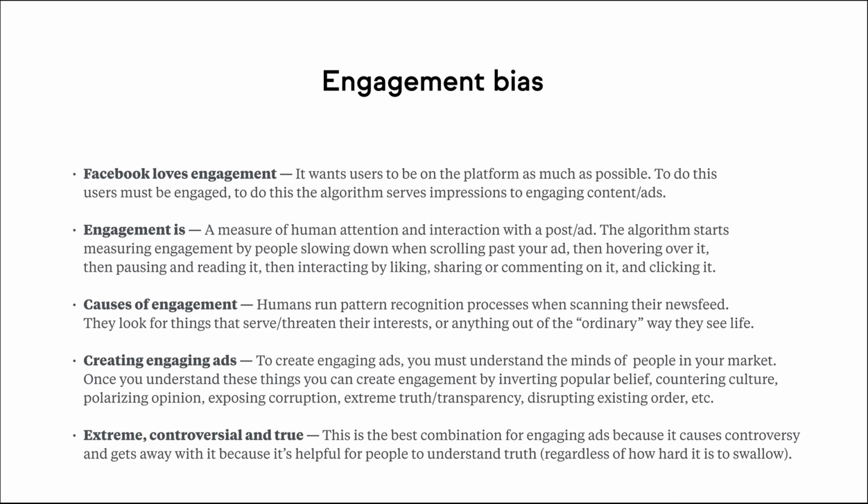Now, it's one thing to understand it, but how do we cause engagement? Or if we've already got something engaging, how do we make it more engaging? So, humans run pattern recognition processes when scanning their newsfeed, and they look for things that serve or threaten their own personal interests, or anything out of the ordinary way that they see life. Humans are basically just going to Facebook and scrolling through, looking for things that are going to help them serve their goal, or also threaten their goal, and also things that are just out of the ordinary.